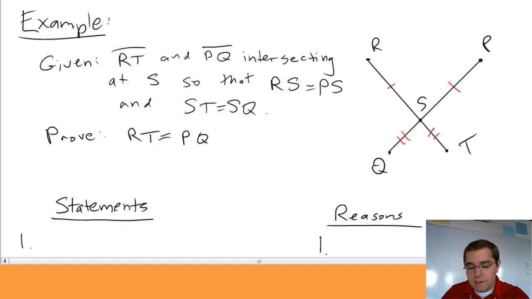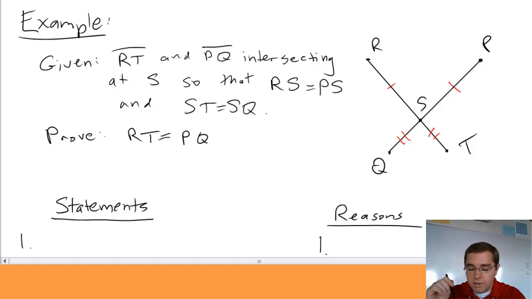So we're going to look right now at one example of a proof, and we'll do a couple more examples in class. A proof will always give you a given statement, something that you are given to then work from, a place that you start from, and then it will always give you something that you want to prove. So it gives you where you start and where you want to end, and you have to figure out how you get there. So we start in this proof with two segments, segment RT and segment PQ.